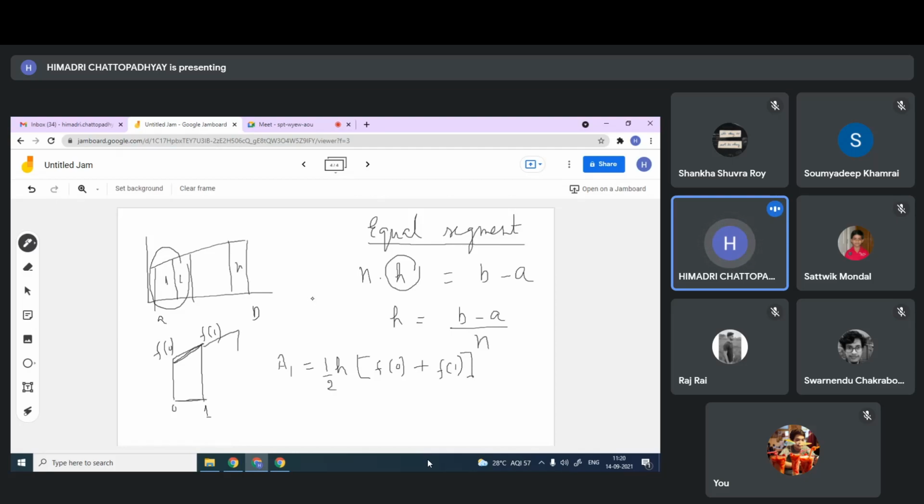So next segment is 2. The average height is (F1 plus F2) by 2, and the base is h. Therefore, A2 will be half of h into (F1 plus F2). So this way, we will proceed. Finally, the nth segment will be half of h into (F(n minus 1) plus F n).